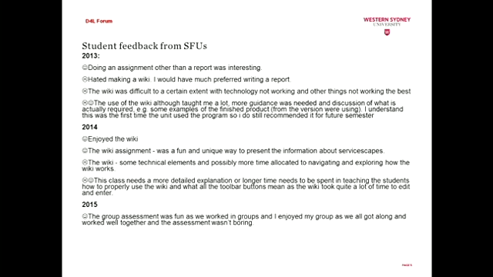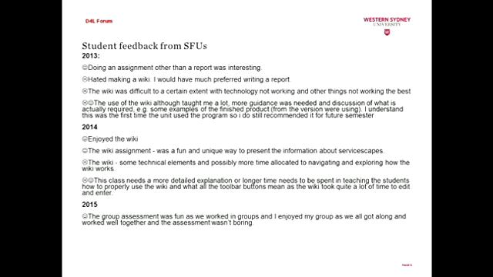2014, enjoyed the wiki, yay. The wiki assignment was a fun and unique way to present the information about Servicescapes, so that was a plus. And then negative, the wiki, some technical elements and possibly more time allocated to navigating and exploring how the wiki works. Well, obviously they didn't come to the lecture in week 9 because we spent an hour on it. But anyway, you never know.